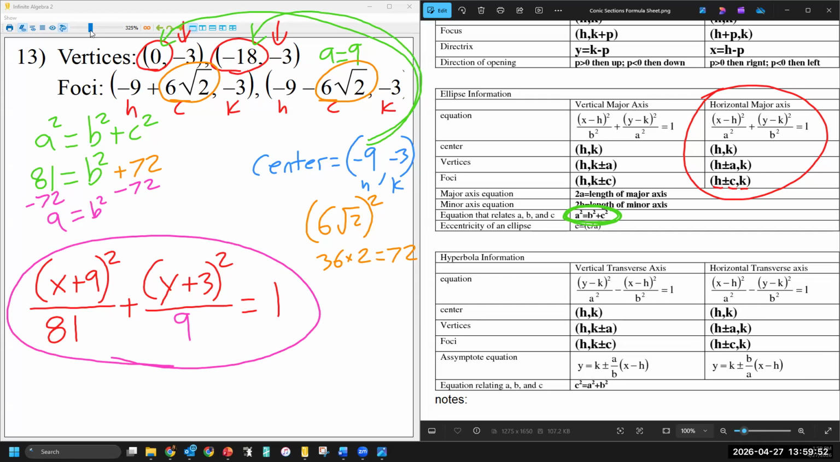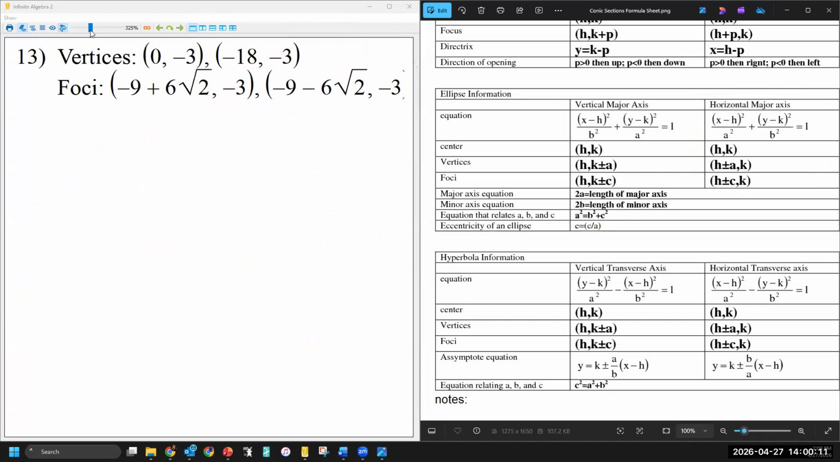All right, I'm running out of time. So that was number 13. Go ahead and try 14. I'm going to put the answer up. I don't have time to work that because I still need to do number 17 as well. And then numbers 9 through 12 are really just like this, except the center is the origin. All right, so pause the video, try number 14, and put the answer up in 3, 2, 1.